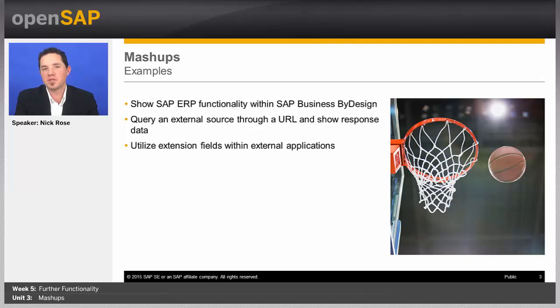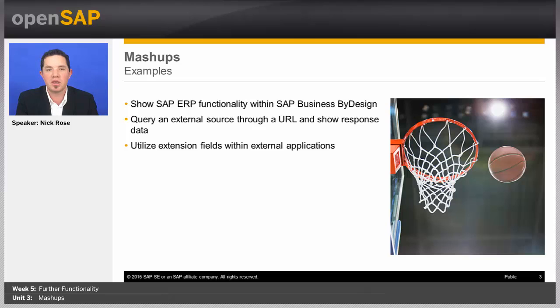Here are some examples of what you could do with a mashup, or common use cases. One that I see a lot is utilizing different screens from SAP ERP within SAP Business ByDesign. Someone may have a web-enabled screen for a certain transaction or an application they want to display, and they could bring that in and embed it within SAP Business ByDesign. That way it's part of the process from within their cloud solution, but they can still work with data in ERP very easily.